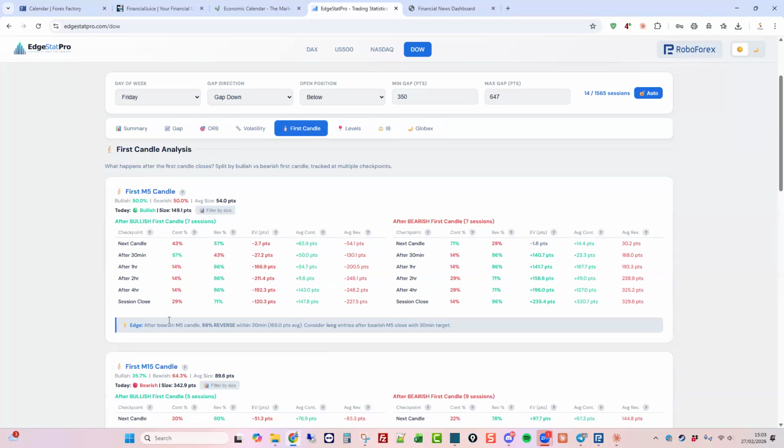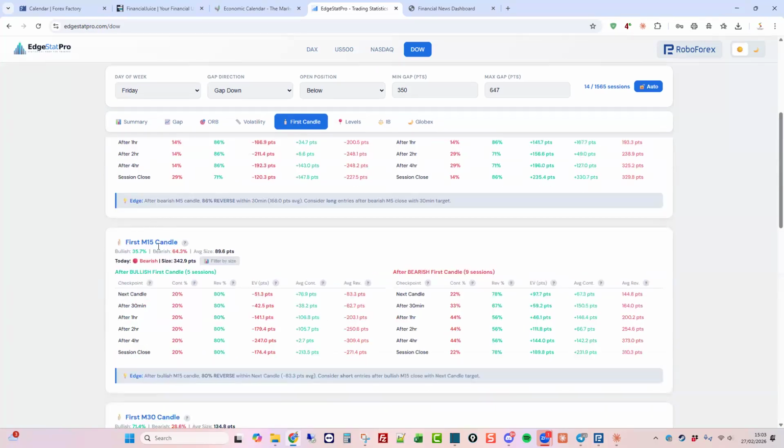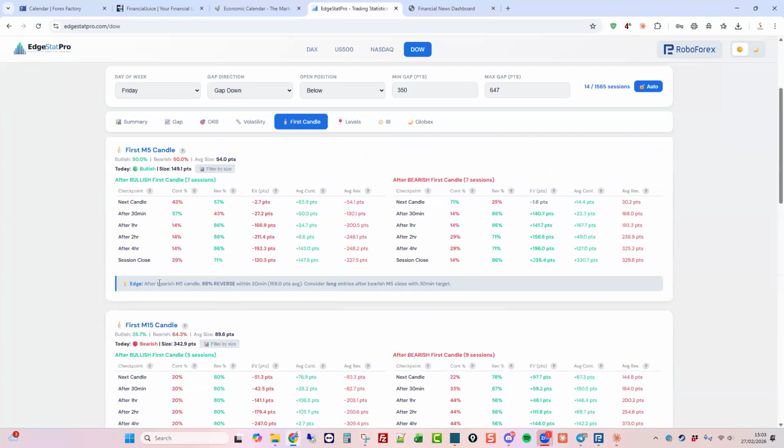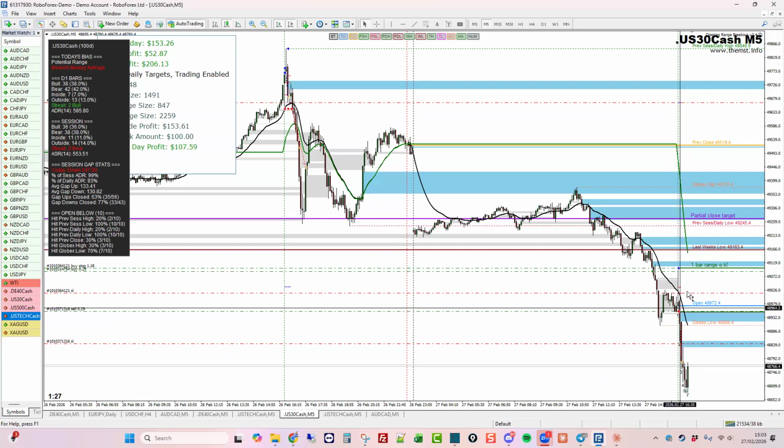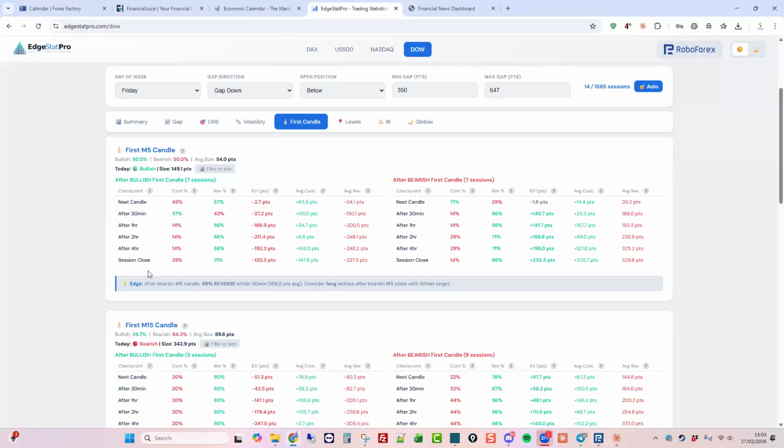First candle, so there's an edge here that it's come up with. Every now and then, if it finds an edge, it comes up with it. After bearish M5 candles, 86% of them reverse within 30 minutes with a 168-point average. Consider long entries after a bearish M5 close with a 30-minute target. See, we didn't get a bearish M5 close. We got a bullish M5 close, so that wouldn't have been a play.